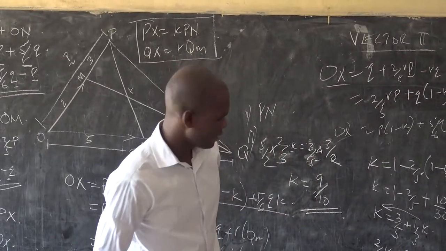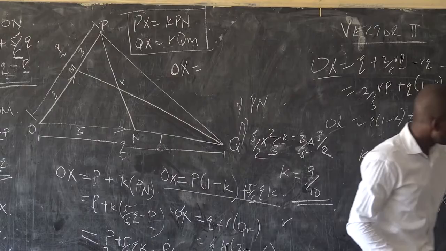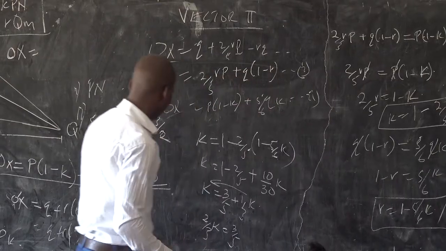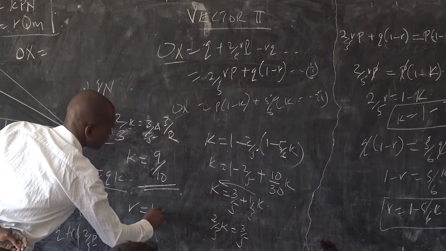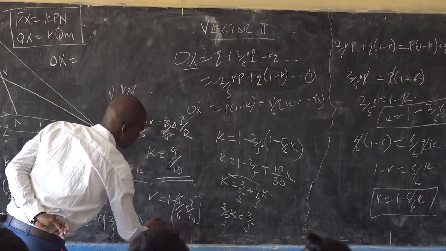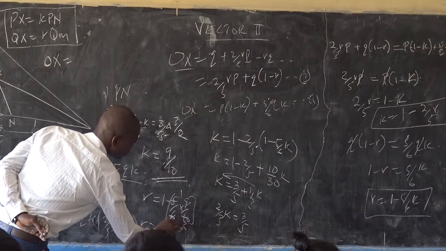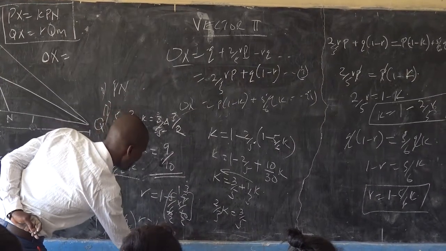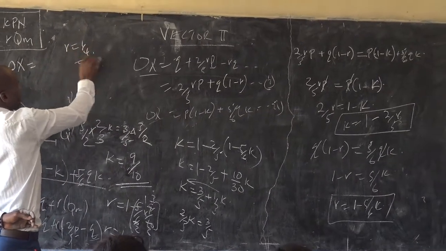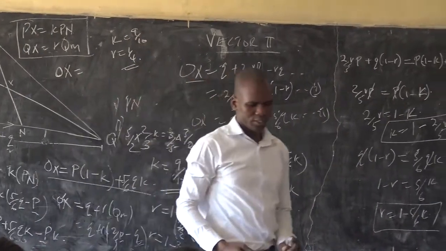Can you now get the value for R? R is given by 1 minus 5 over 6 K. So R now is going to be 1 minus 5 over 6 times K, which is 9 over 10. So R equals 1 minus 3 over 4, so that is 1 over 4. R equals 1 over 4 and K is 9 over 10. That is part 2 of the question solved.